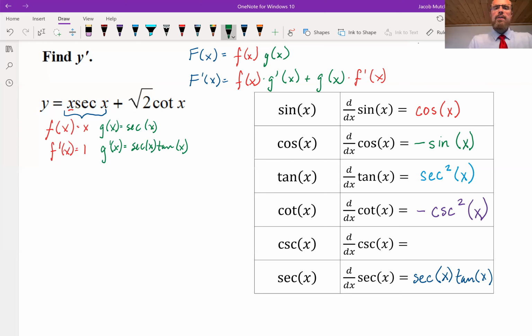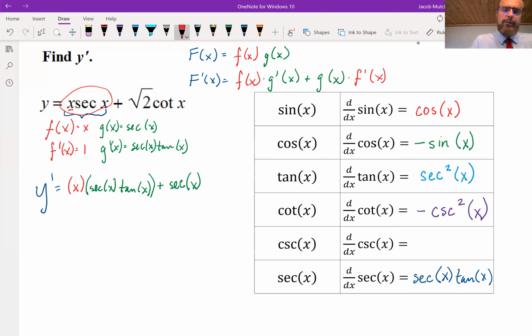So as I start to take the derivative of y, so y prime equals, I'm going to fill in for this first term. Again, that's just for x secant of x, putting my pieces here into the product rule. So it's going to be the small f of x, which is x, times the derivative of g of x. So that's secant x tangent x, plus original g of x, which is just secant of x, times derivative of x, which is just 1.